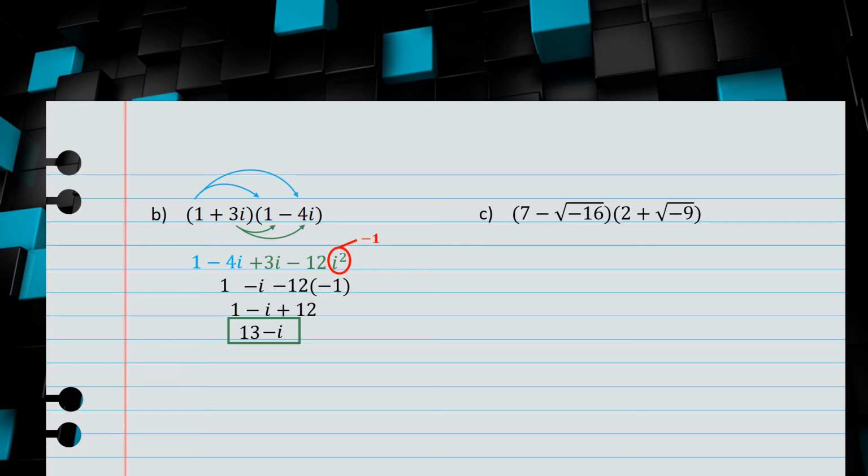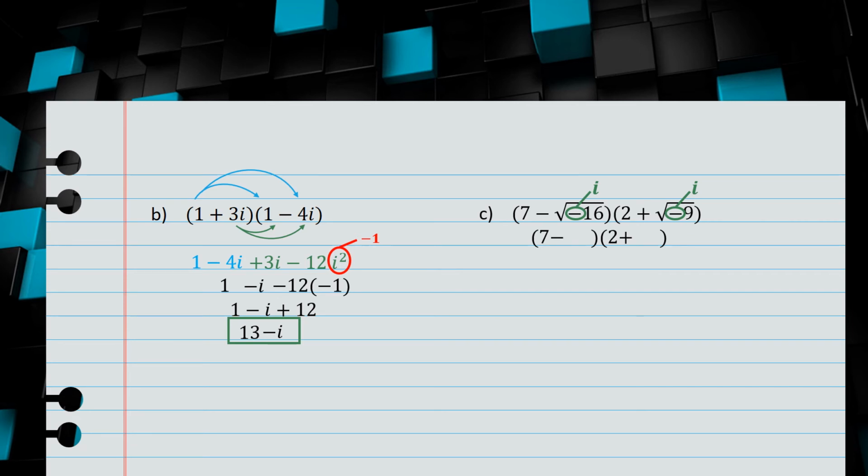For C, we have 7 minus the square root of negative 16 times the value 2 plus square root negative 9. All right, notice under the radical, what do you see? Well, we have a negative. And anytime you see a negative under a square root, what letter just got introduced? That would be i. And we have it happening in the first value and in the second value. So we want to take the time to rewrite this.